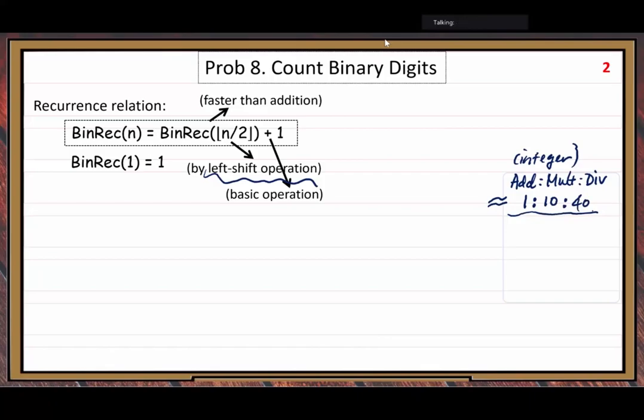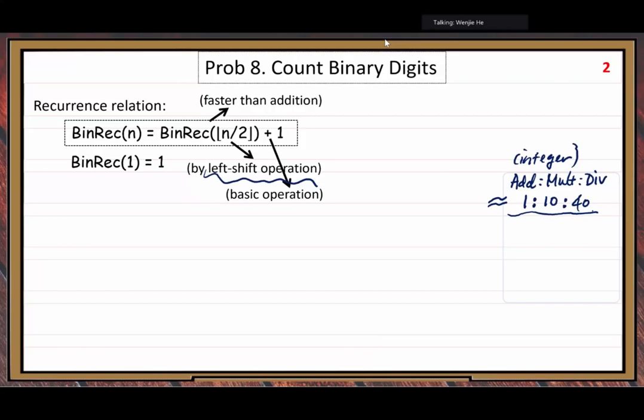That means if the addition operation uses 1 unit of time, integer multiplication needs 10 units of time inside the CPU. When you do regular division, you need 40 units of time. That's huge. Comparing division and addition, it's a 40 to 1 ratio. A huge difference.